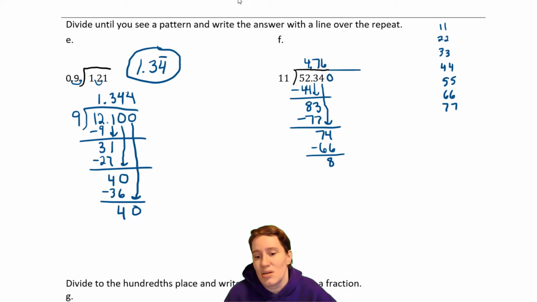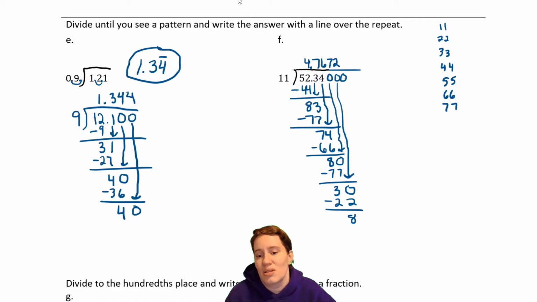We're going to put a 0 here at the end. 11 goes into 80 7 times. Minus 77. We get 3. We drop down our 0. 11 goes into 30 twice. Minus 22. We get 8. And we're just going to keep going until we see a pattern. So we have 7, 6, 7, 2. So far, it looked maybe like there was going to be a pattern, but it hasn't happened yet.